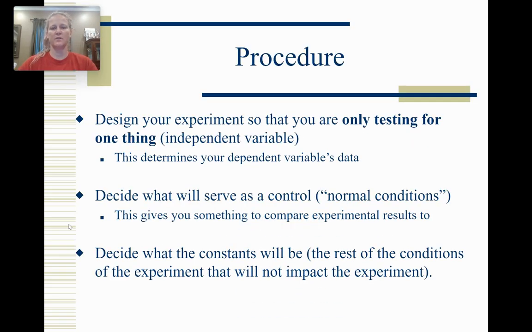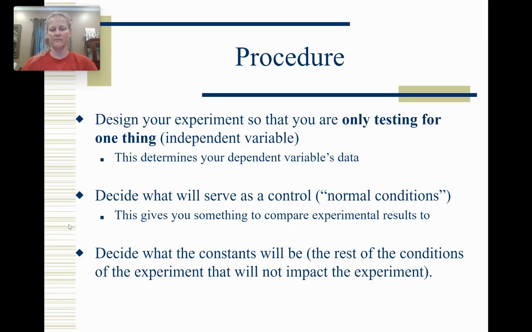The next thing is your procedure. So when you start to write your steps, you want to think about this design so that you're only testing for one thing. You only want one independent variable, because if you have more than one, you're not going to necessarily know what is deciding your result. So you want to keep it to just one thing that you've changed, one independent variable. And then you need to decide what's going to serve as your control.